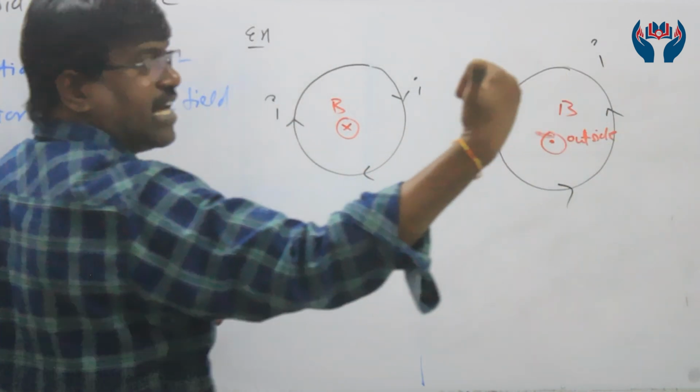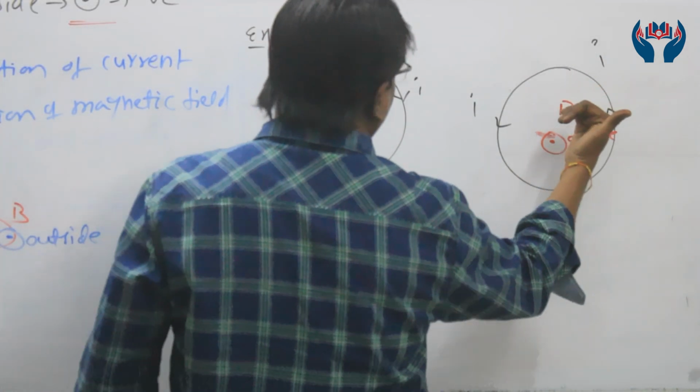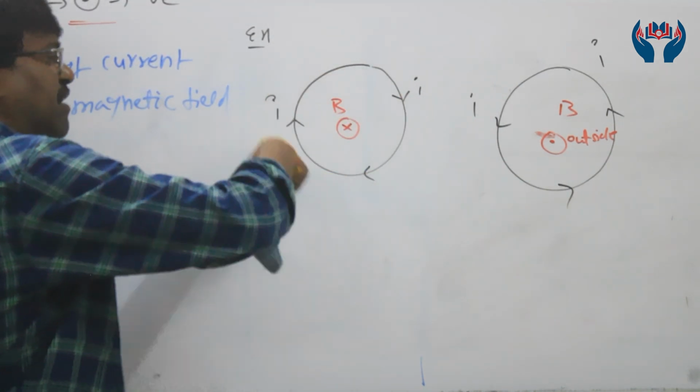Then the thumb gives the direction of the magnetic field. Here, the thumb is out of the board. The direction of the magnetic field is out of the board. So in this case, the current is in the clockwise direction.